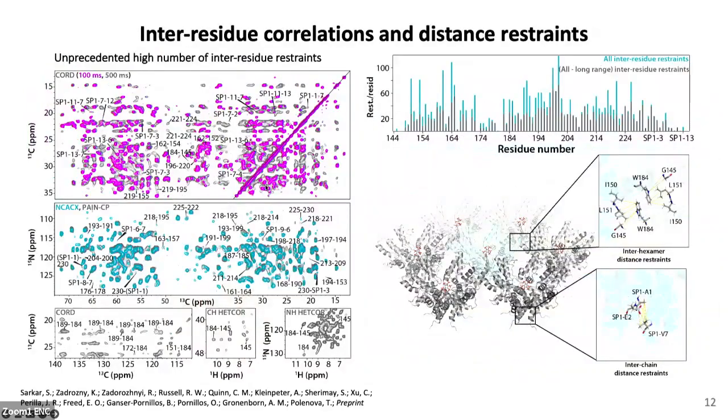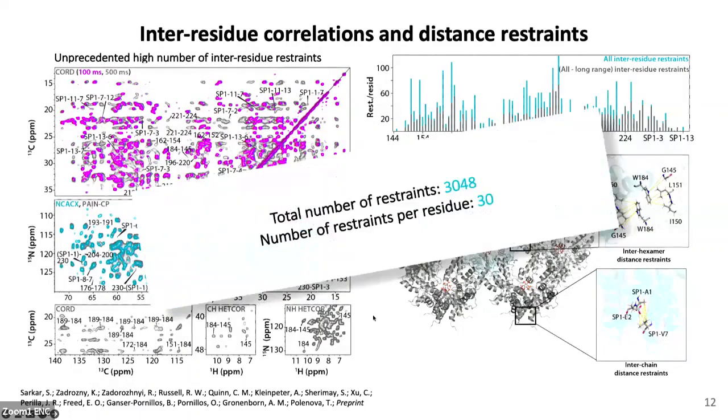So in this slide, I'm very excited to say that we were able to obtain numerous unambiguous inter-residue distance restraints from a uniformly carbon-13 and nitrogen-15 labeled sample. Given the peaks are very well resolved, we were able to obtain more than 50 distance restraints for most of the residues inside the protein. And most importantly, we are seeing these interchain and interhexamer distance restraints, which are important for structure determination of higher order assemblies inside the protein.